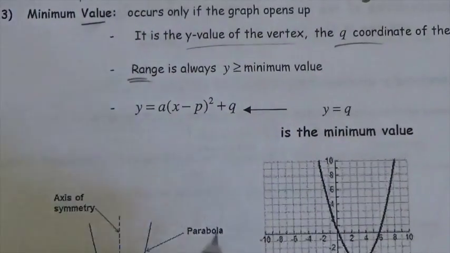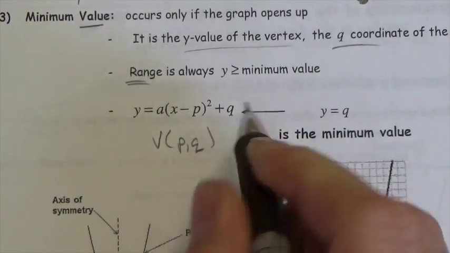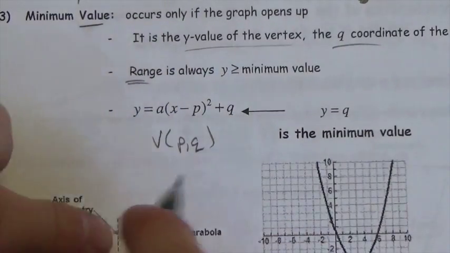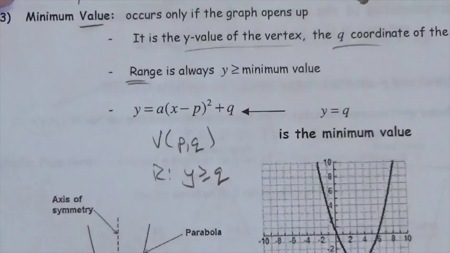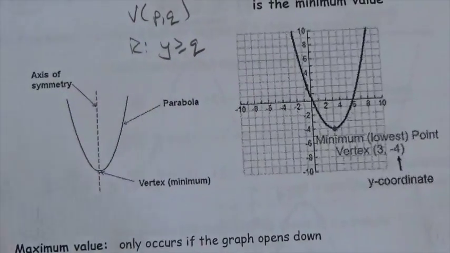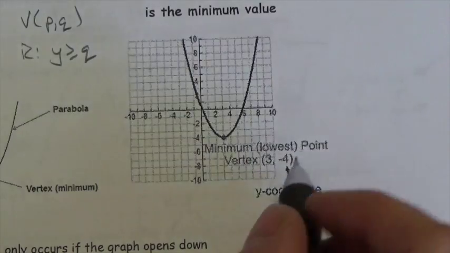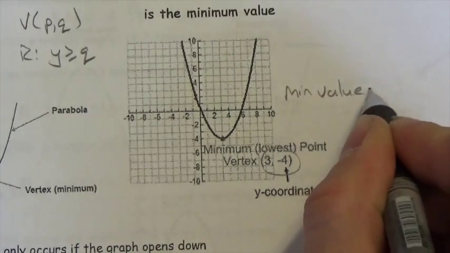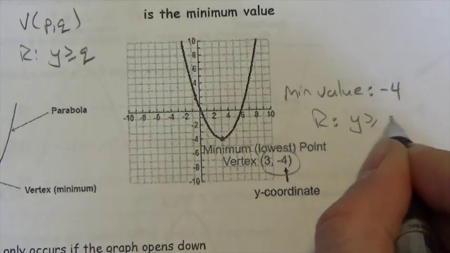So in this case right here, when I give you the equation in this form, I know that the vertex is going to be p, q. Change the sign there for p, but it stays the same for q. If this is a parabola that opens up, I know that my range will be y is greater than or equal to q. So just here's a couple pictures here. There's my vertex. That's a minimum. In this particular case here, the vertex was the point 3, negative 4. That means my minimum value here is negative 4, which means my range is going to be y is greater than or equal to negative 4.